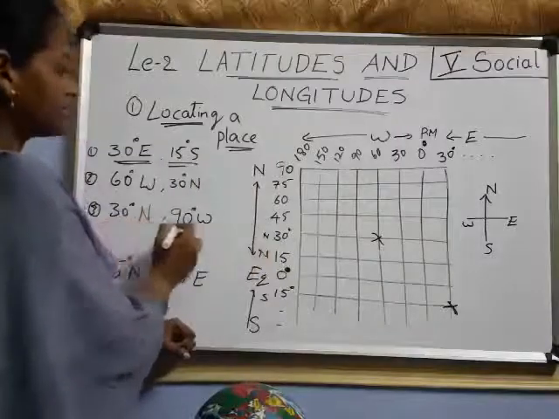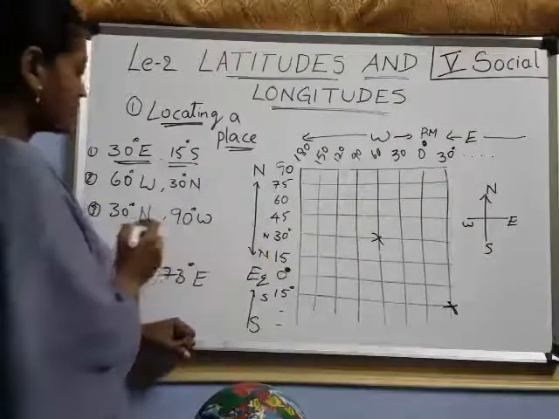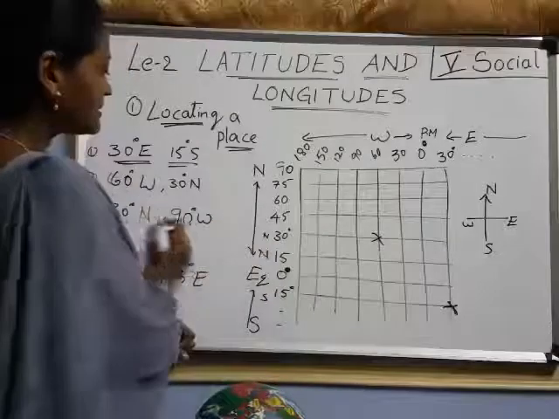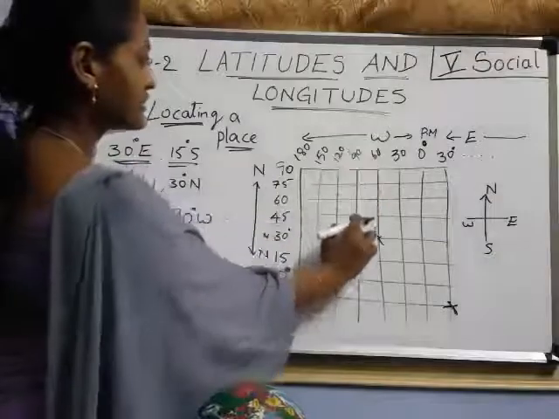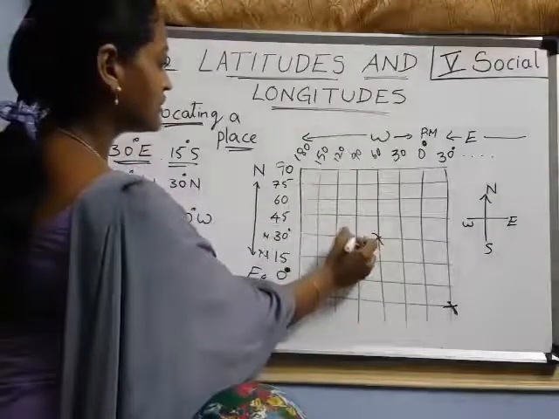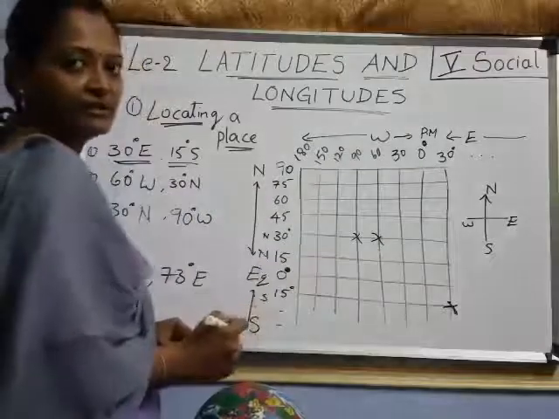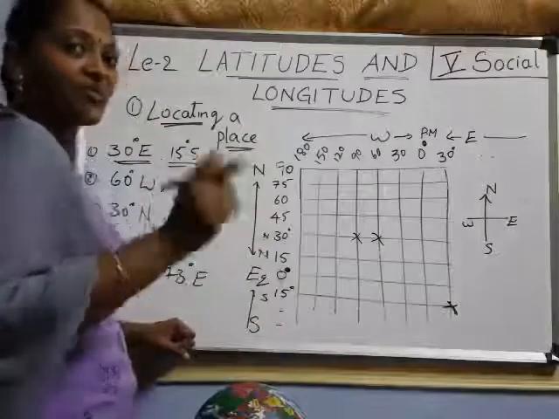Next, another example. 30 degrees north and 90 degrees west. See, now you can locate. Tell me, children, 30 degrees north, this one, right? And 90 degrees west, this is 90. So here. This is the location of the other one. Have you understood? Now I am giving a small work for you.